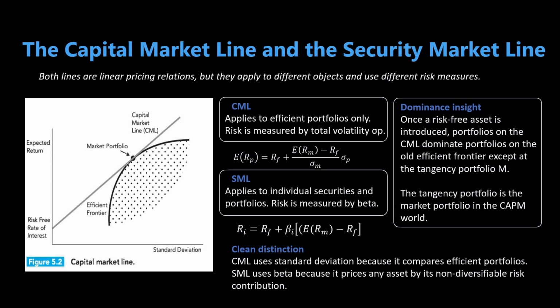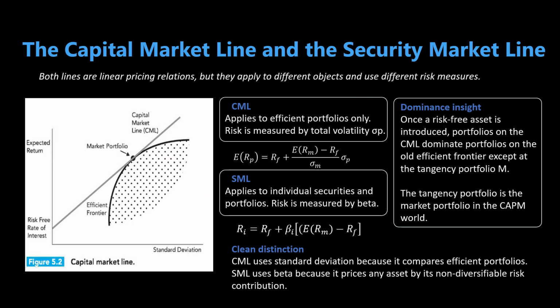The CML and SML are both linear pricing relationships, but they apply to different objects and different measures of risk. Confusing them is one of the most common errors in FRM exam answers. Let us be completely precise.